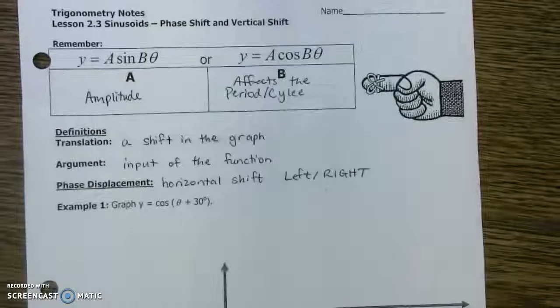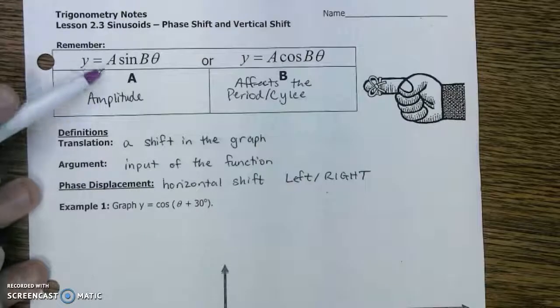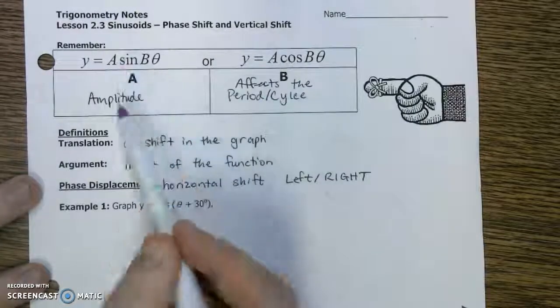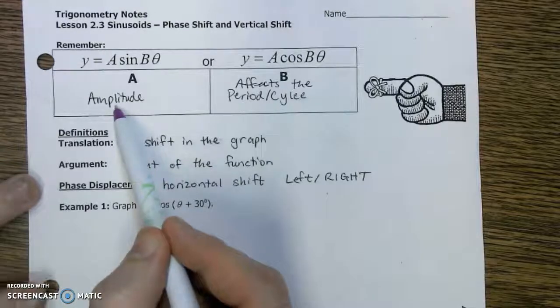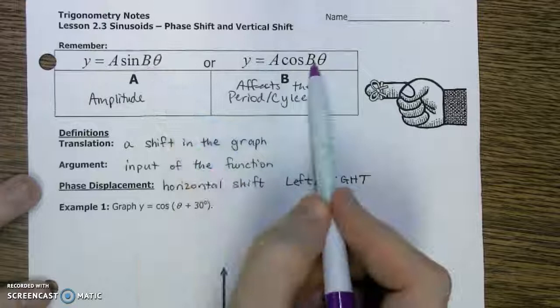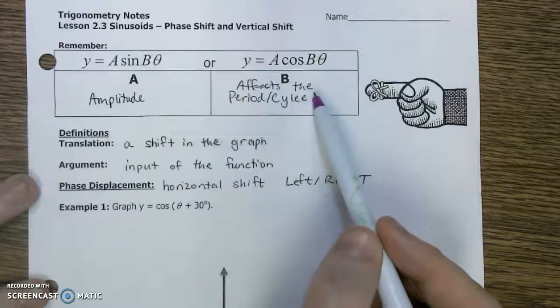For lesson 2.3 sinusoids, we are looking at phase shifts and vertical shifts. First, let's review what we talked about in lesson 2.2. If we are multiplying by a number in front of the sine or the cosine, this a number is going to affect your amplitude. If we are multiplying theta by a number, which would be this b number, this is going to affect the period or the cycle of the function.